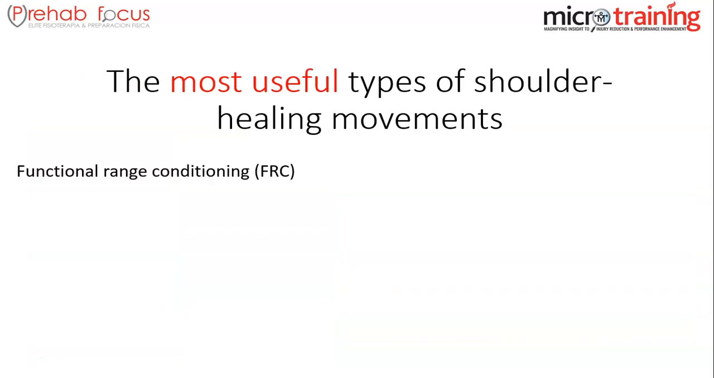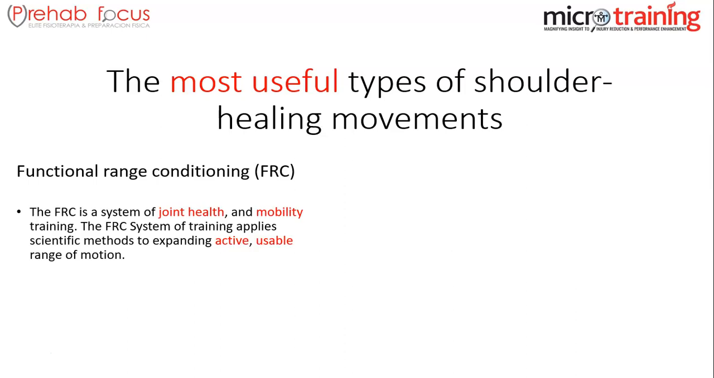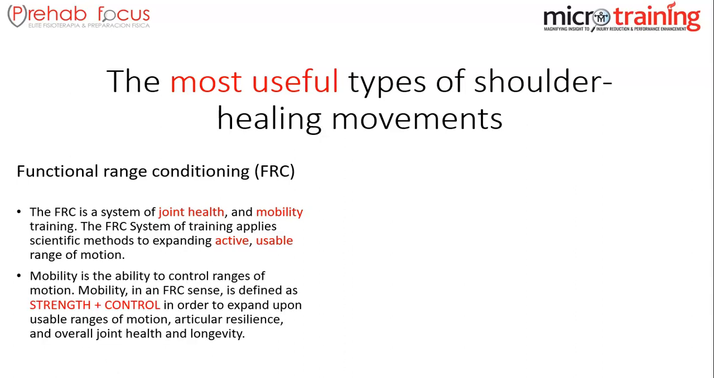Okay, now we are going to explain what functional range conditioning is. So FRC, or functional range conditioning, is a system of joint health and mobility training. The functional range conditioning system of training applies scientific methods to expanding active, usable range of motion. So this is something relatively new, invented by Andreo Spina, a very good movement specialist.